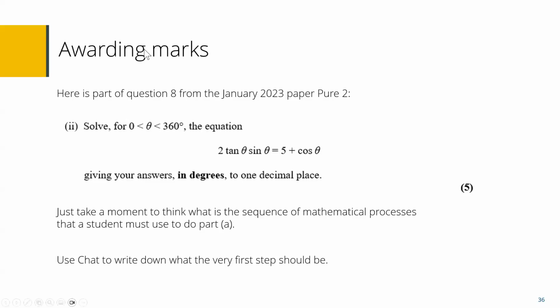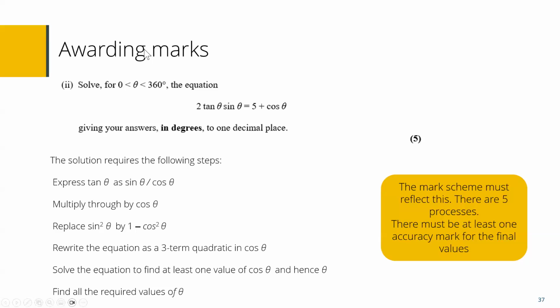By looking at the sequence here, on the other slide, the solution requires the following steps. So I put some of the steps down: expressing, multiplying, replacing, rewriting, solving, and finding all the required values of theta. The mark scheme must reflect this. So there are 5 processes here. There must be at least 1 accuracy mark for the final values. And this is where we always tell our students, look at the number of marks here and think about the ones for the final answer, and then think about how many other steps you need to show in order to achieve your marks. So this takes us to our 3rd activity.